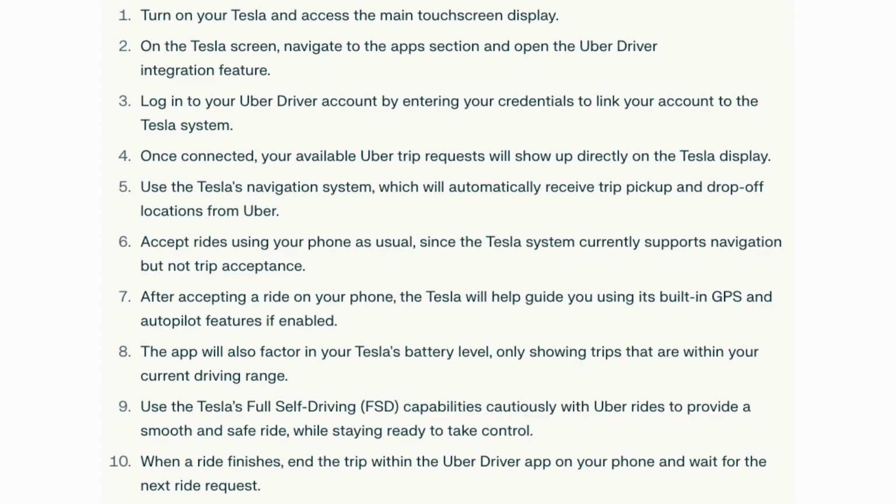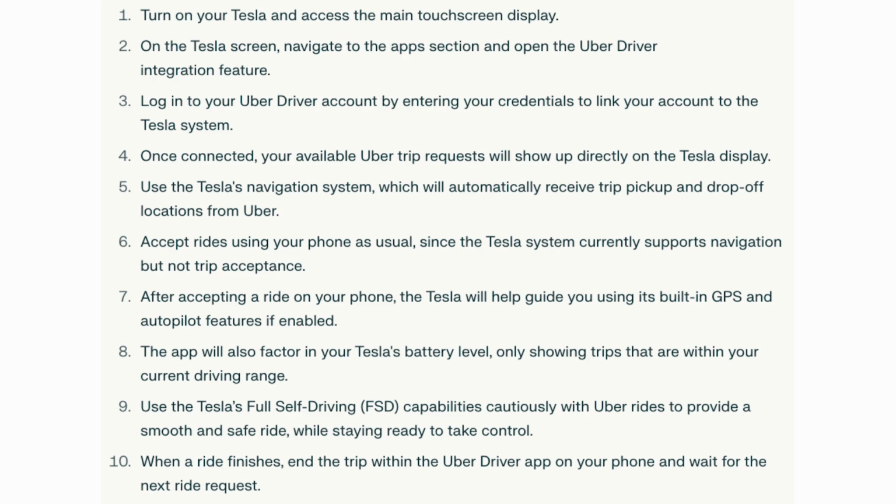Once connected, your available Uber trip requests will show up directly on the Tesla display. Use the Tesla's navigation system, which automatically receives trip pickup and drop off locations from Uber. Accept rides using your phone as usual, since the Tesla system currently supports navigation but not trip acceptance.